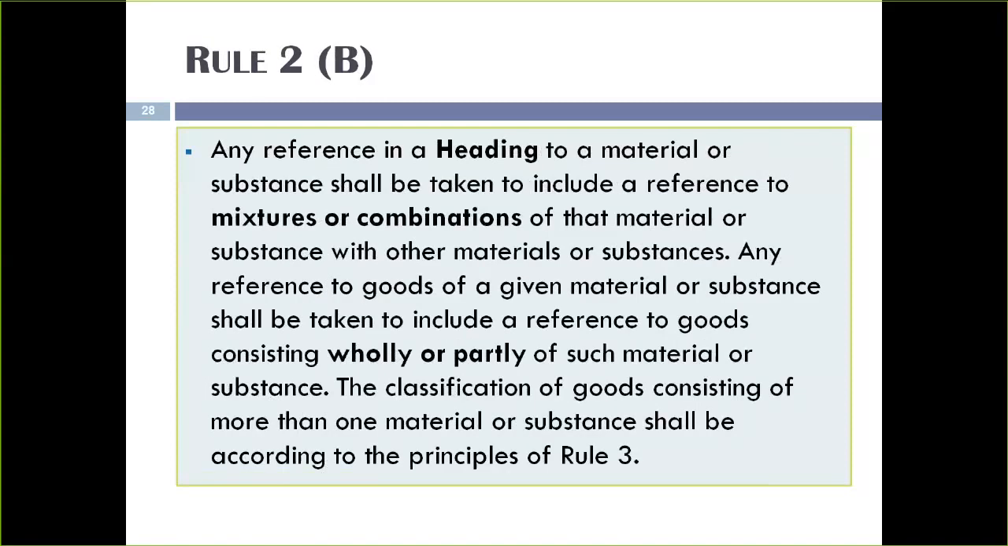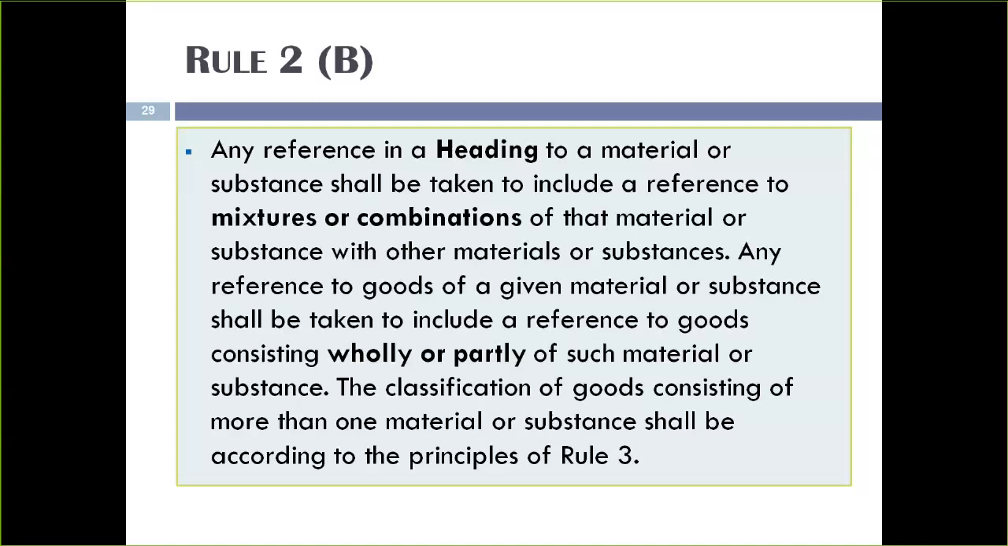A reference in a heading to a material or substance shall be taken to include a reference to mixtures or combinations of that material or substance with other materials or substances. If, for example, you bring in a gold bracelet, a gold bracelet may contain some copper or some silver, because usually the product is an alloy. Never mind the combination of other materials, the product would still be considered as gold, classified in the grouping gold.